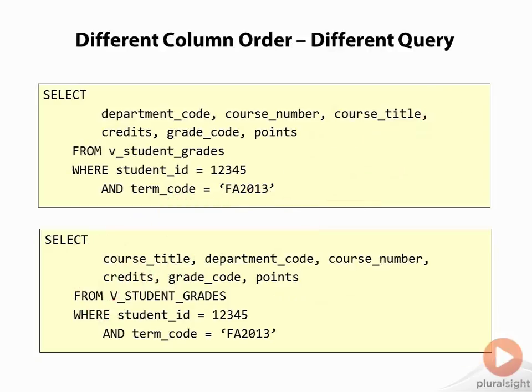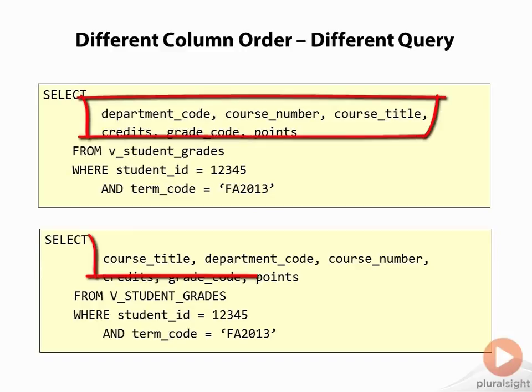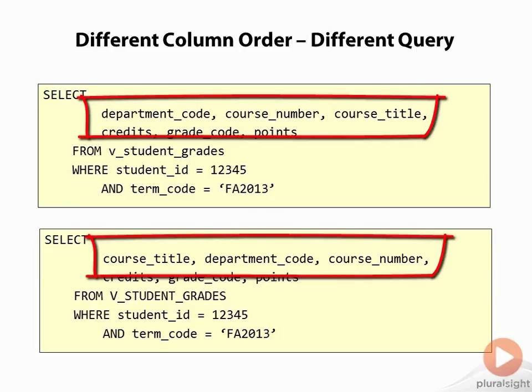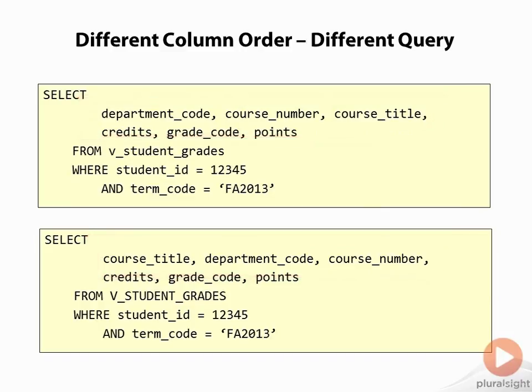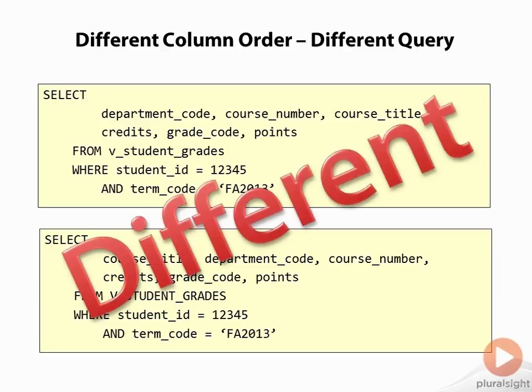In this slide, we have two SQL statements that are very similar to the one shown in the last slide, and once again, we are querying the view for grades of a particular student. Notice, however, that the order of columns is different between the two queries. So even though these two queries are in fact returning the same columns and therefore the same data, the fact that the column lists are in different orders means that Oracle will regard these two queries as different and hard parse each one.